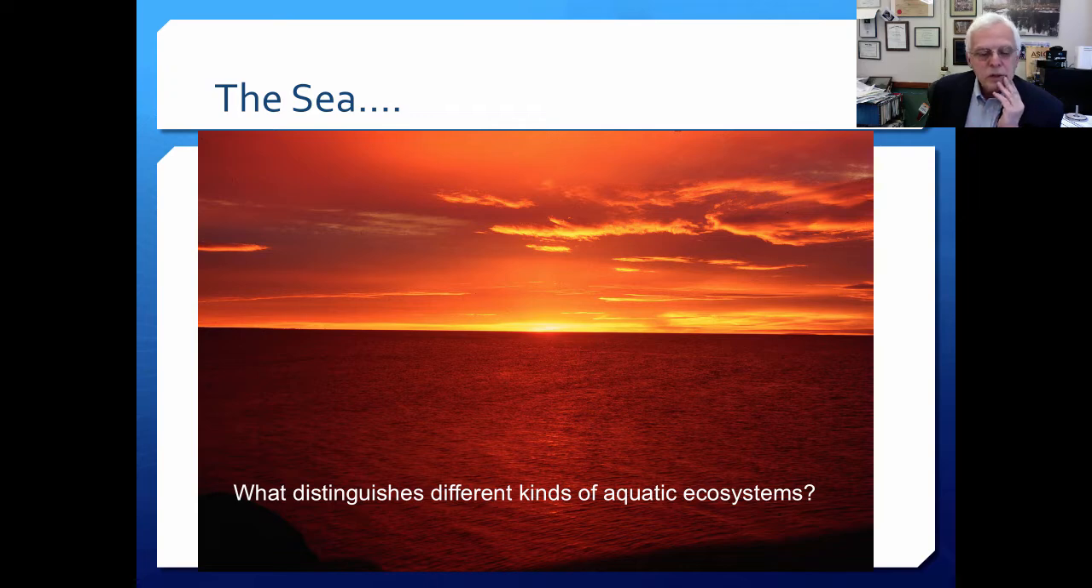So we need to ask ourselves, what distinguishes different kinds of aquatic systems? It's obvious to you that the ocean is different, I'm sure, from a pond. And one of the ways, of course, things are different is the scale, the size. That has a very large effect.